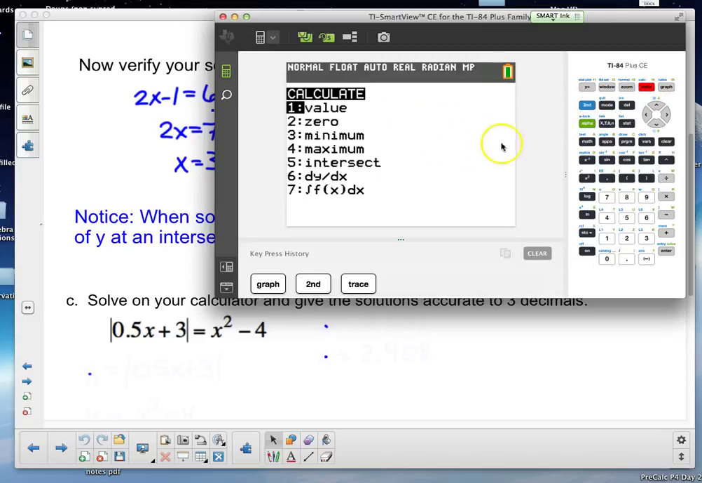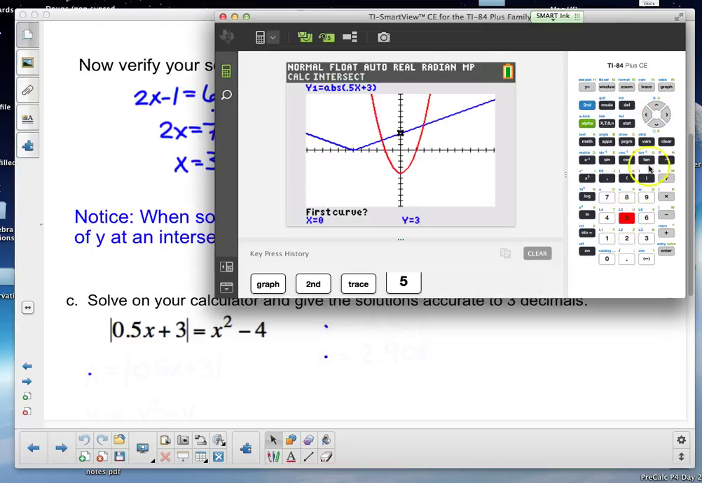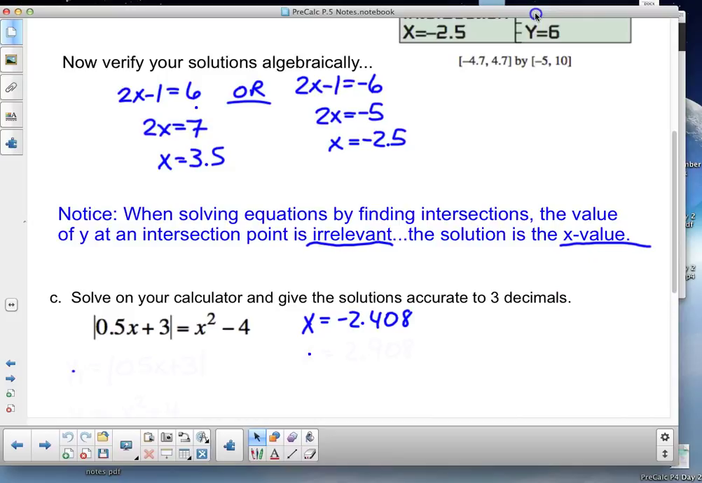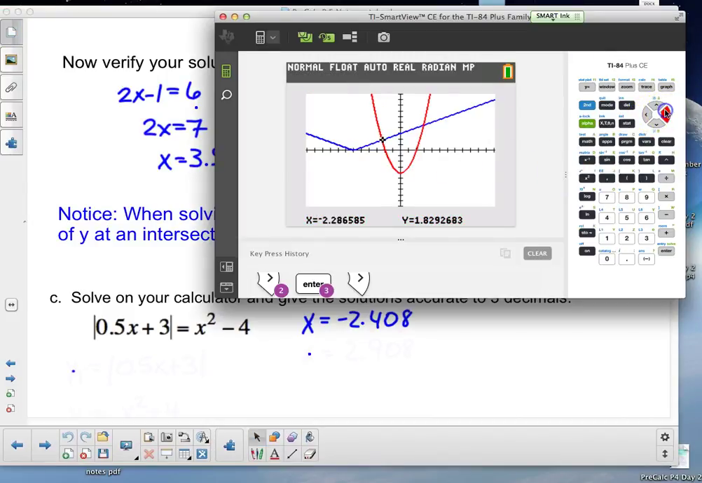Now I hit second, trace, and I'm going to go to intersect, and so will you. I'm going to intersect close to where they are. Now I'm just going to go left side here. Okay, sorry, I went a little crazy. I don't hit enter. And then my second curve is right there. Hit enter. And remember, y is irrelevant. X is negative 2.408. So I got negative 2.408 is my first one. And my second one, arrow over here. I'm going to hit second trace and go intersect 5 and arrow over and do my next intersection.